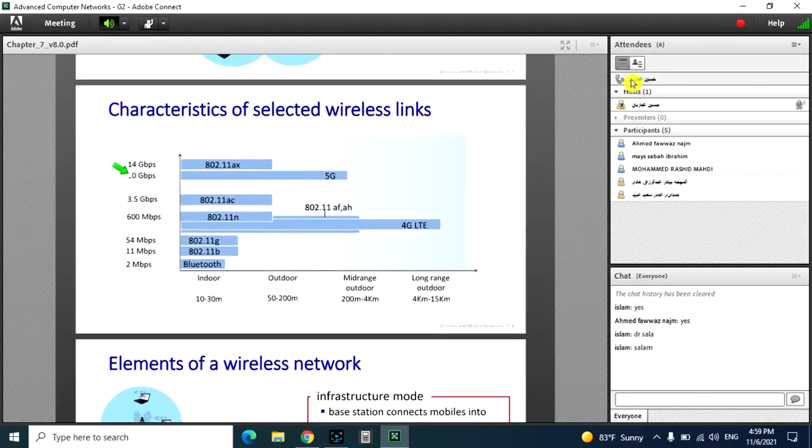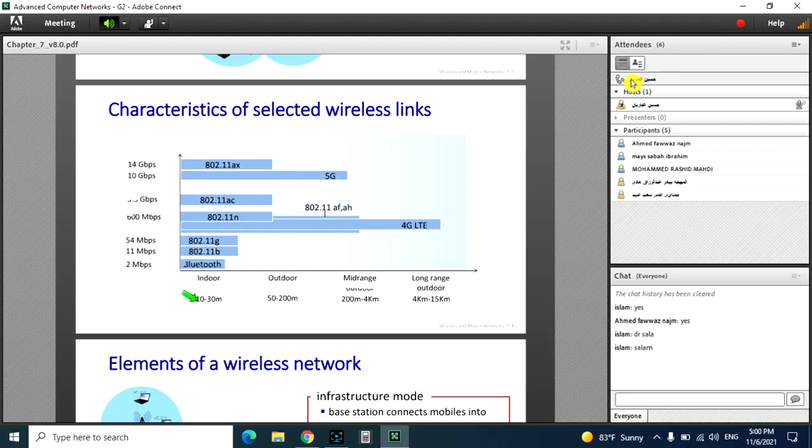Here in this figure, we can see different values for the range of those wireless links. Some wireless links are indoors, some of them are outdoors, some of them mid-range outdoors, and some of them are long-range outdoors. Indoors means that a wireless network which is used inside a building. And outdoors means that I'm using a wireless network outside of buildings.